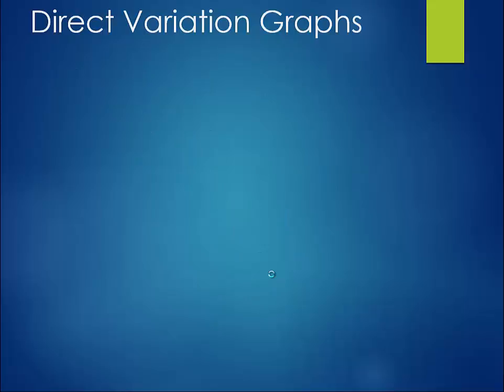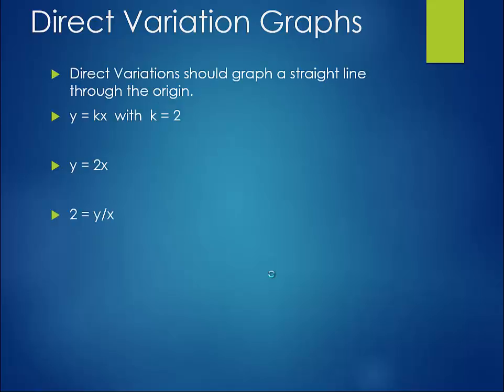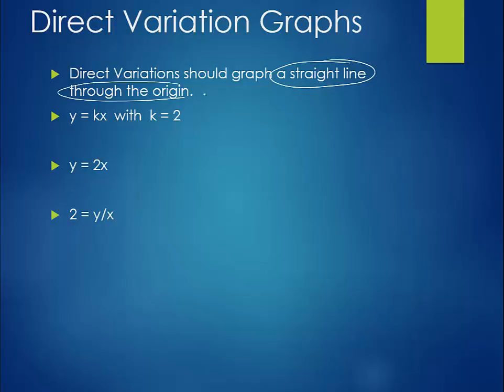Now, direct variation in graphs. There are two rules for direct variation in graphs. Those two rules are, we have a straight line that goes through the origin. That's pretty much it. A straight line through the origin is going to be direct variation. So, let's say we have y equals kx with k equal to 2. That gives us the equation y equals 2 times x. And then again, 2 is just going to equal y divided by x for k.